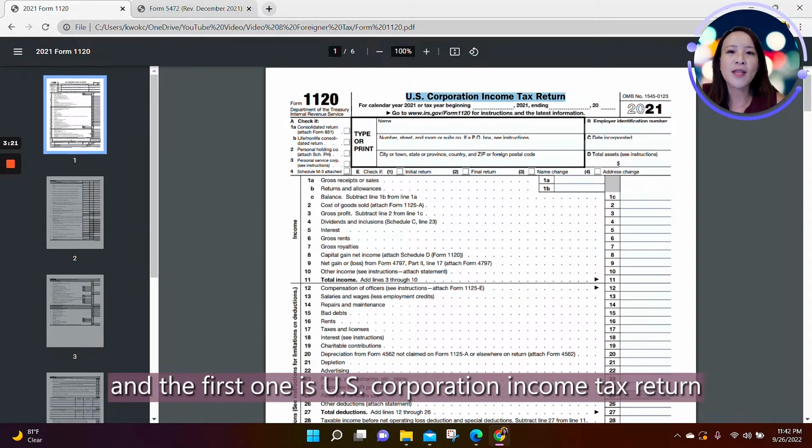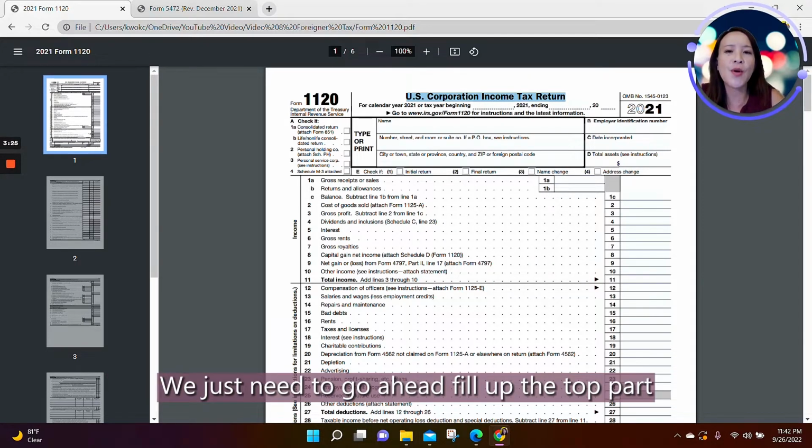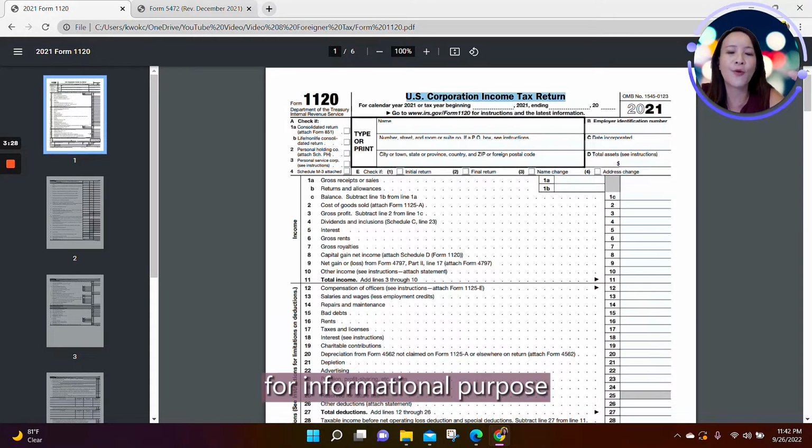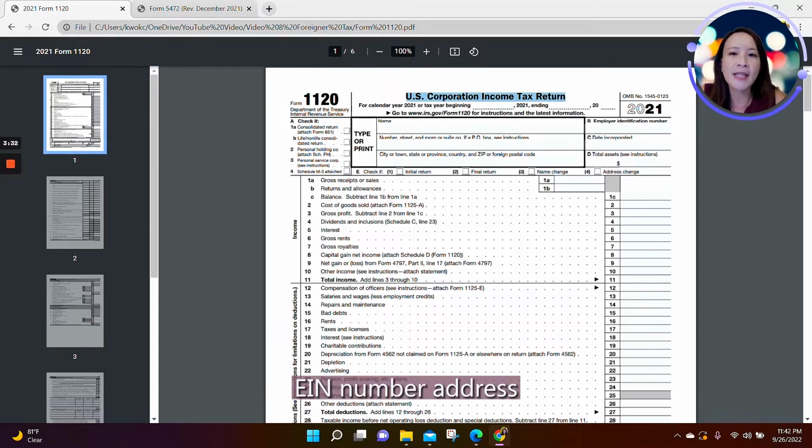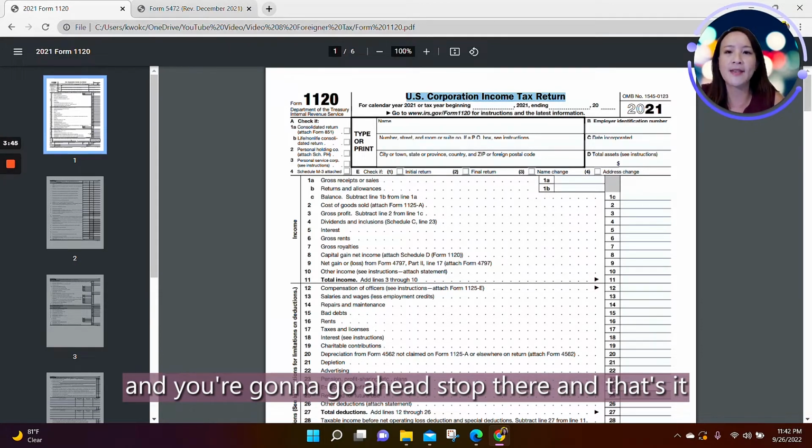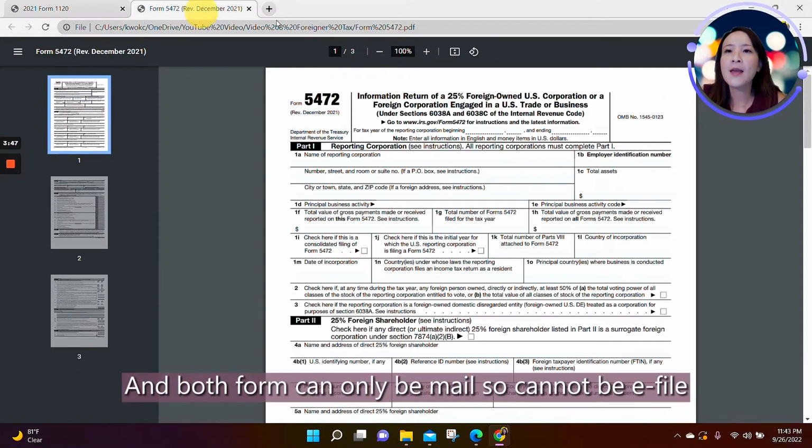The first one is the US Corporation Income Tax Return. We just need to fill out the top part for informational purposes. You're going to fill out the name, EIN number, address, state of incorporation, total assets, and then check whether it's an initial return or final return. You're going to stop there, and that's it. Both forms can only be mailed, so they cannot be e-filed.